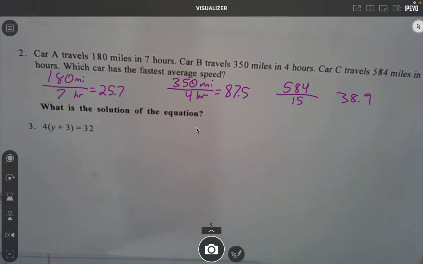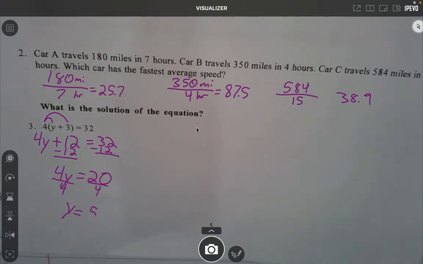All right, what do you do on number 3? Number outside parentheses, what do you do with it? Multiply. What's 4 times y? 4y. What's 4 times 3? 12. 12 equals 32. What do you do with that 12? Subtract it from both sides. So 4y equals 20. Then what do you do? Divide by 4, and y equals 5. I got it right.